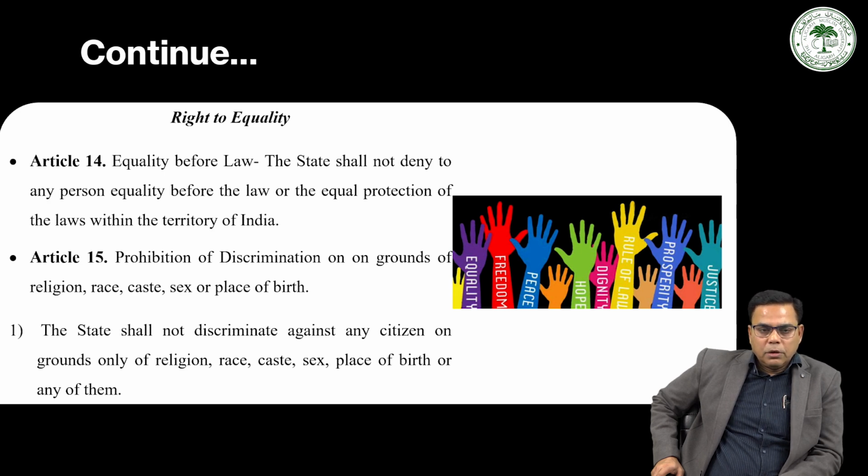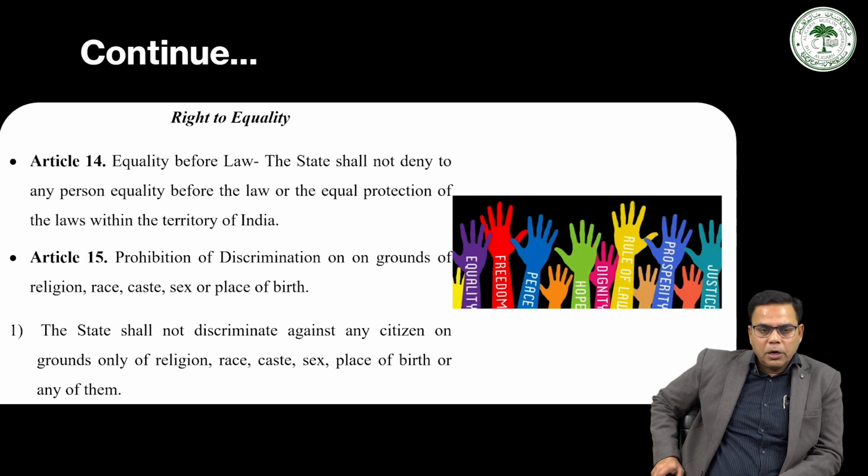Article 15, prohibition of discrimination on grounds of religion, race, caste, sex or place of birth. Discrimination on these grounds has been there in the country. So that's why these challenges have been faced by the people in this country. That is why the constitution is making it mandatory that there should not be any kind of discrimination.